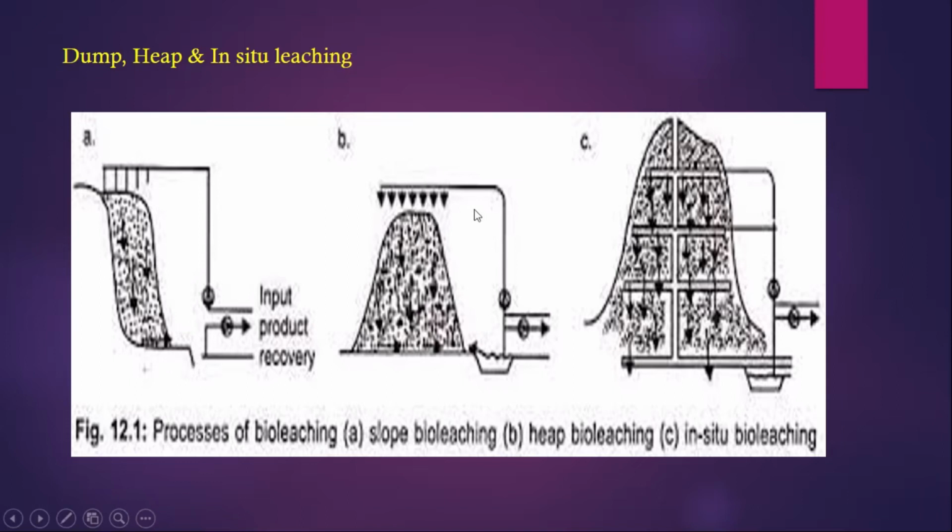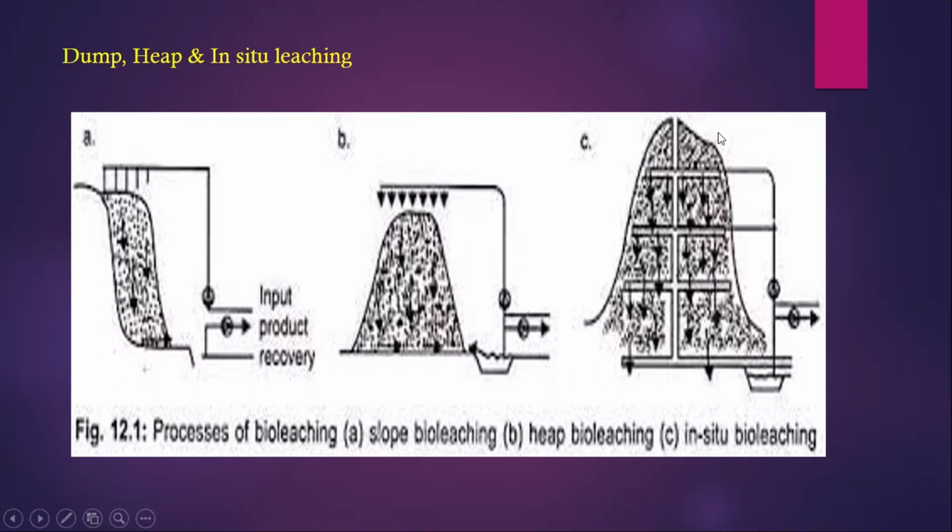In heap leaching process, the ore is dumped into large heaps like mountains and the water containing inoculum of Thiobacillus is sprinkled over the ore. Then the water is drained and collected from the bottom. After that, it is used to extract the metals. After the metals get separated, this water can be reused again to generate bacteria in an oxidation pond.